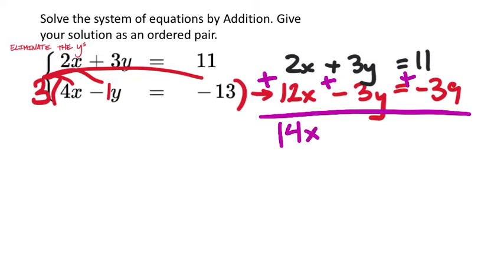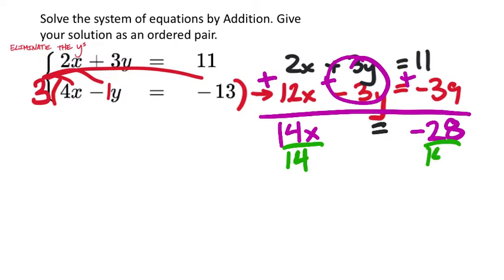The 3y minus 3y, that's going to be 0. That zeroes out, just like we wanted it to, because it eliminates. And then 11 minus 39 would be -28. So I got 14x equals 28. Last thing I'm going to do here is just divide both sides by 14. And I get x equals -2.